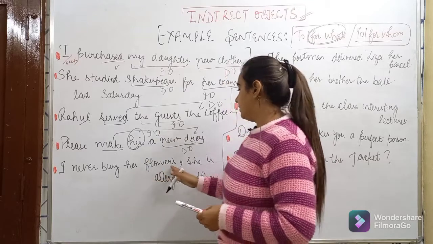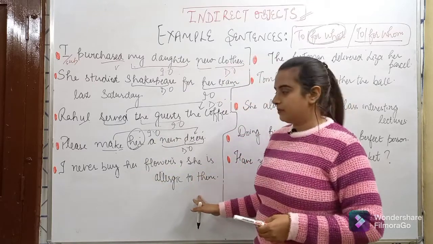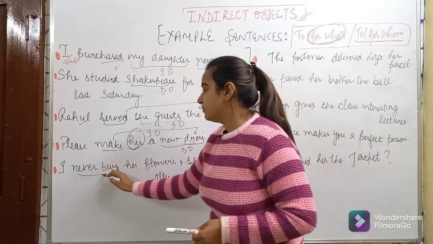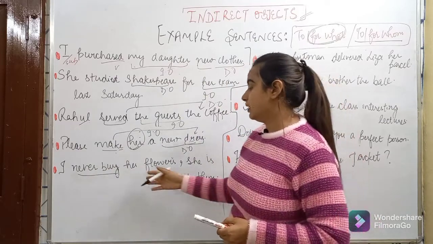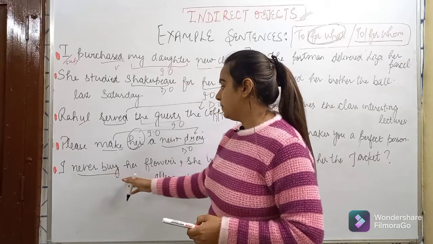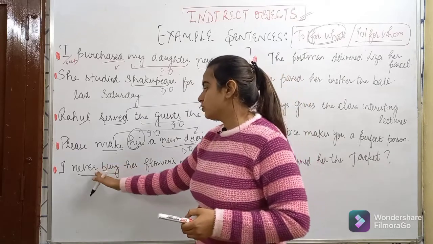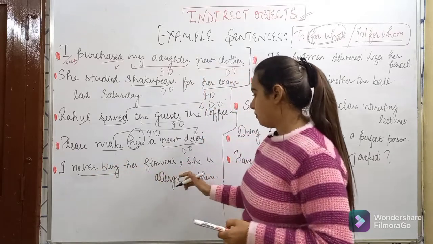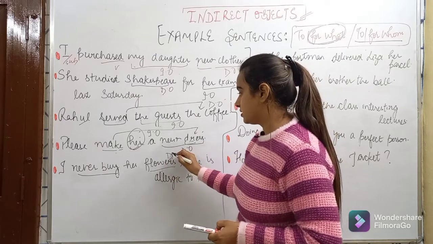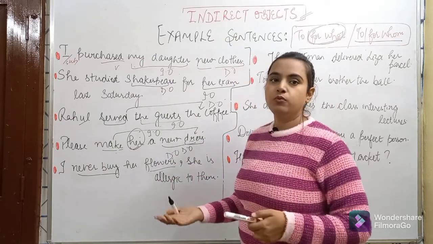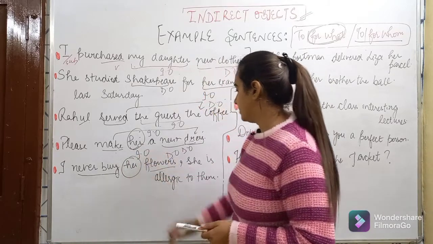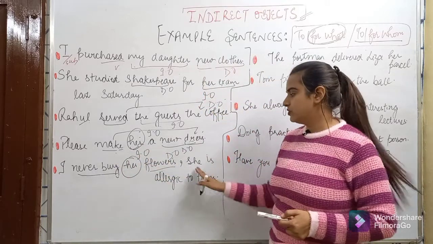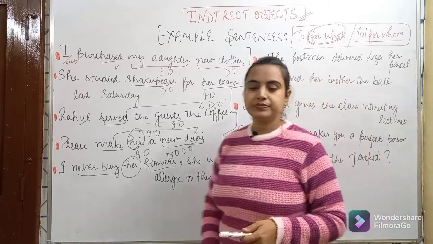I never buy her flowers. She is allergic to them. It is a negative sentence, and objects often come with negative sentences. I never buy her what? The action of never buying is being performed on flowers, direct object. And for whom do I never buy the flowers? Her, indirect object. "Do" is just your helping verb. She is allergic to them.